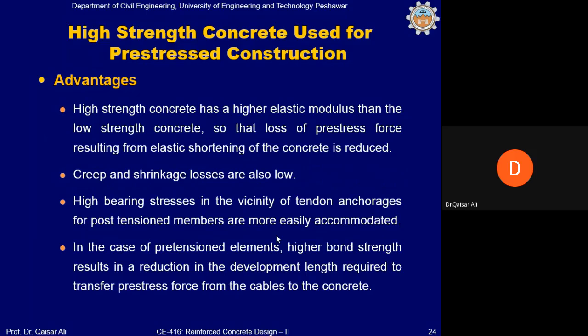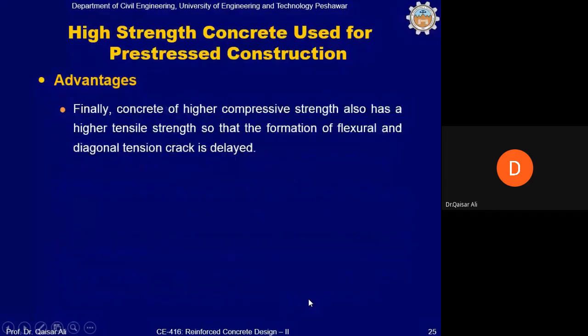High bearing stress in the vicinity of tendon anchorage for post-tension members is more easily accommodated, because especially in post-tension members, when the anchorage devices are used on both ends of the beam, there is a substantially high possibility of crushing of concrete in the vicinity of those anchoring devices. So for this purpose, high-strength concrete is good to be used. In the case of pre-tensioning elements, higher bond strength results in a reduction of the development depth required to transfer pre-stress force from the cables to the concrete. So high-strength concrete is good for this too.